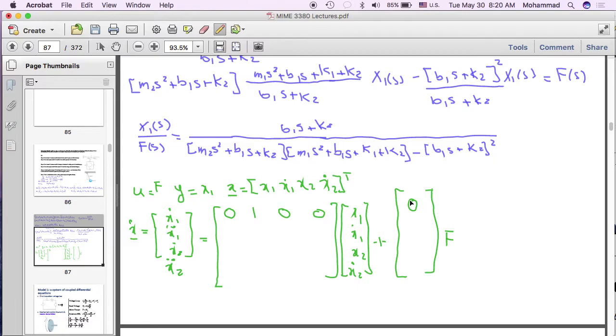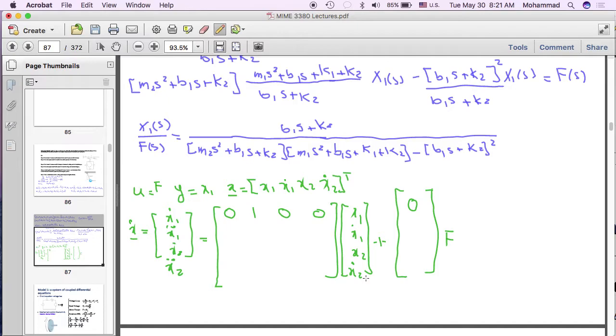So any doubts why we are doing this? Basically, let me repeat, we are saying this is equal to 0 times x1, 1 times x1 dot, 0 times x2, 0 times x2 dot, added all together. That's the meaning of matrix multiplication. You multiply element by element and then you add the results. That's the rule for matrix multiplication. So that's what we are telling. The story that line tells is that.